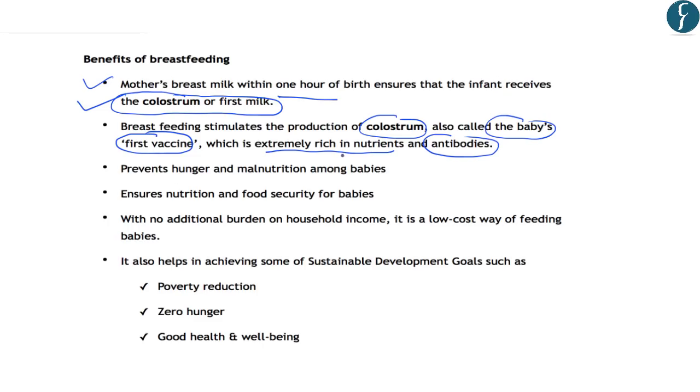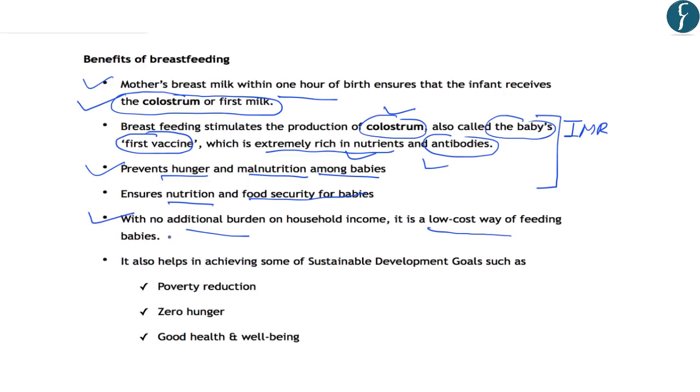Now, besides being rich in nutrients and antibodies, this prevents hunger and malnutrition among the babies. It also ensures nutrition and food security for babies. So the main benefit of breastfeeding will be that it will help in reducing the infant mortality rate. This is because the initial breastfeeding with colostrum helps the children in getting important nutrients and antibodies, which helps the child in fighting against certain diseases. Further, the breastfeeding has an economic benefit as well. It says that with no additional burden on household income, it is a low-cost way of feeding the babies. So the families don't have to spend extra for feeding the newly born babies.